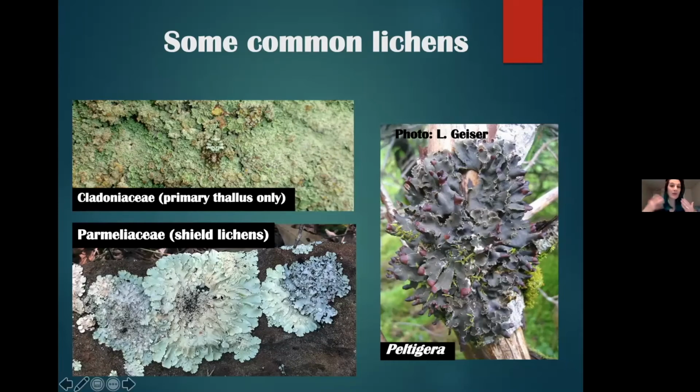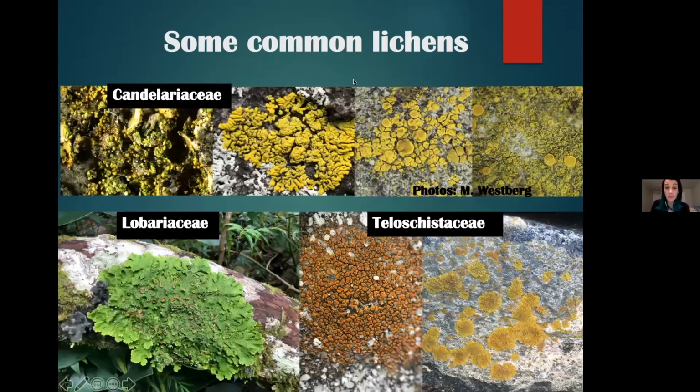And of course, the Parmeliaceae, the big shield lichens. When people usually think about lichens, they think about Parmeliaceae. And then Peltigera, also here, they're usually much darker than Parmeliaceae, and they have these brown or bluish colors, also common in Texas. Some bright lichens now. So Candelariaceae is a family that has these very yellow lichens, and they may have different forms. They could be crustose, they can be foliose, and they can also be fruticose.